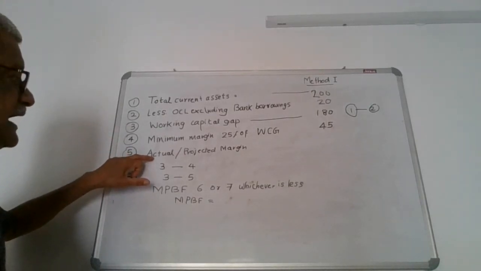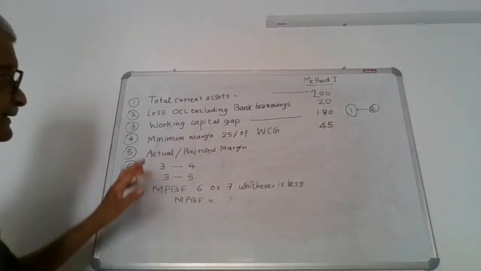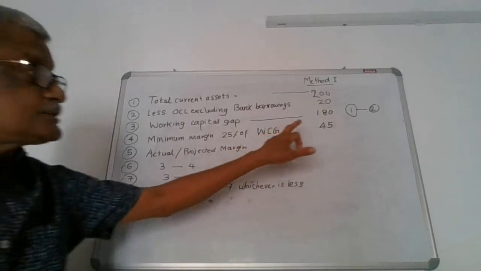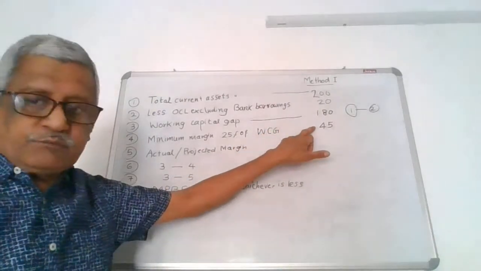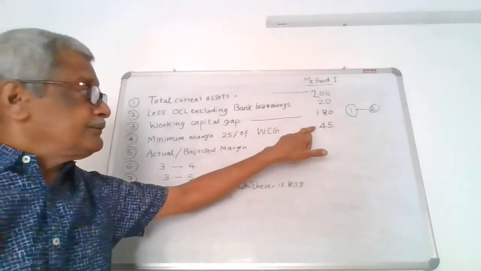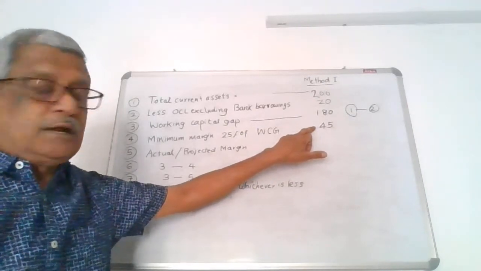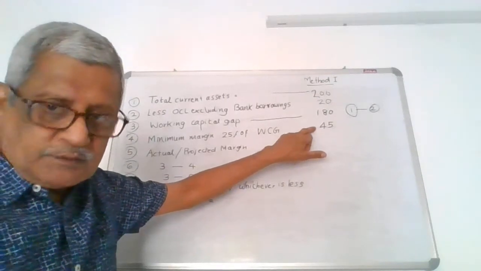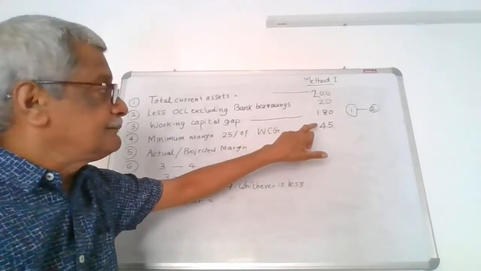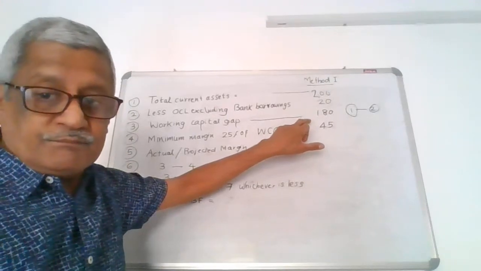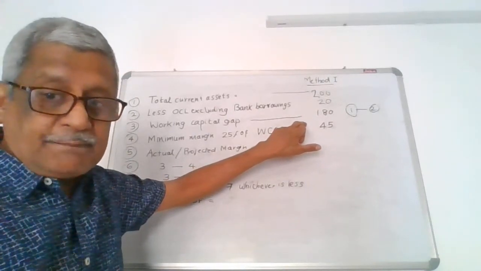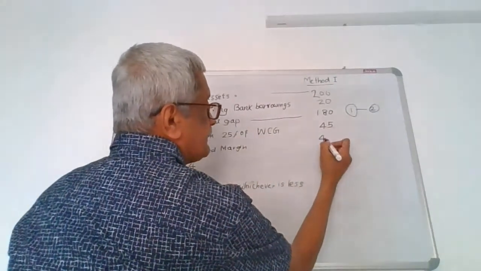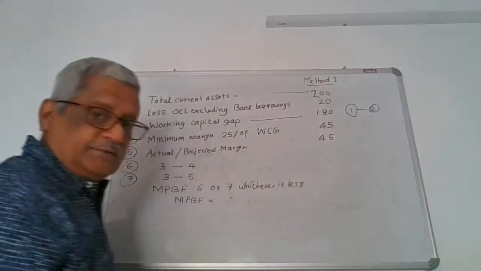Now, actual or projected margin. What is the margin which the customer is bringing in? He has to bring in 45. Anything less than 45 we will not accept. If he says that he is incapable of bringing in more than this, to that extent our working capital finance will come down. We will insist that he has to bring in a minimum of 25% of the working capital gap as margin. Suppose he is bringing the minimum required margin, that is 45.